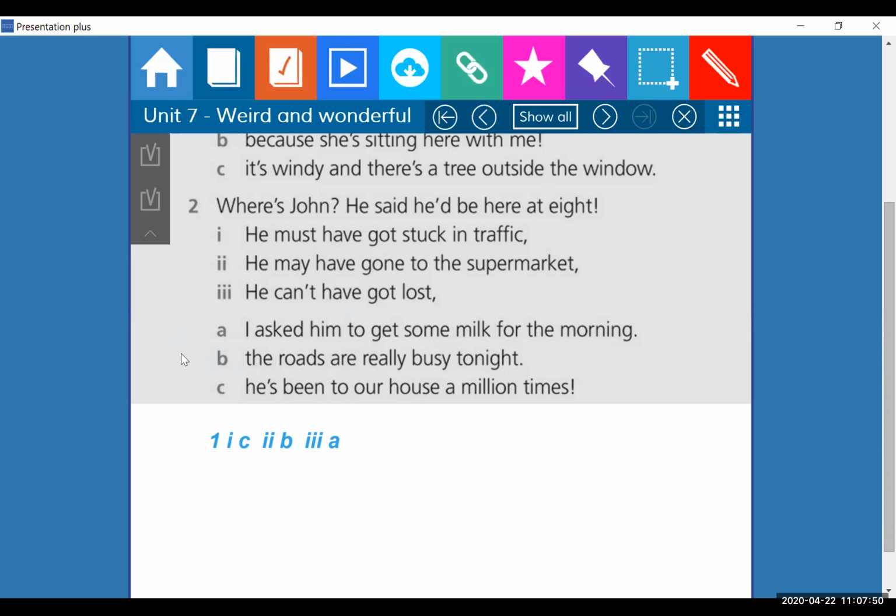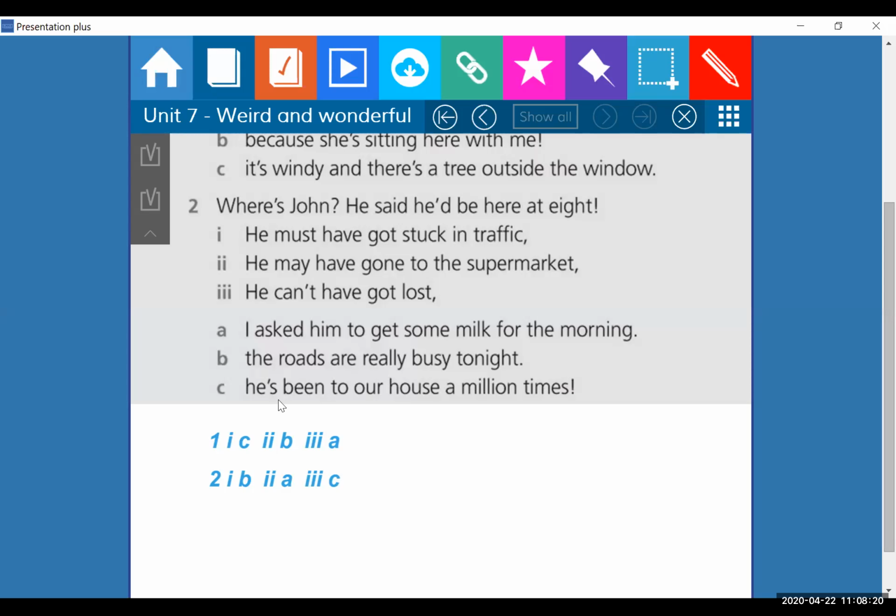How about the second one? He may have gone to the supermarket. I asked him to get some milk for the morning. He's been to our house a million times. So A, yes. It goes on this way, B, A, and the last one is C. He can't have got lost. He's been to our house a million times.